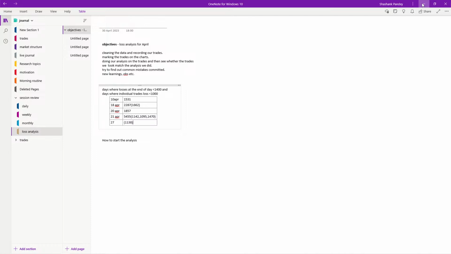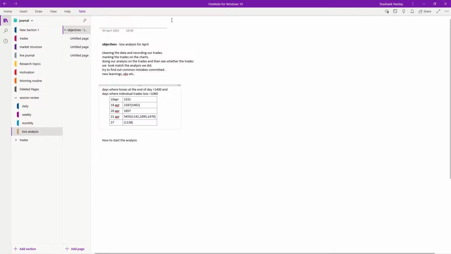But I think I'll go about it in a way that I'll mark everything up, and then after marking everything up, I'll analyze each day. Then I'll go case by case, and then again I'll be flipping between all these days to find out any common mistakes which I have committed.